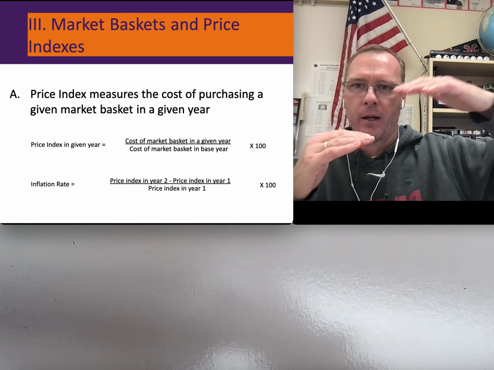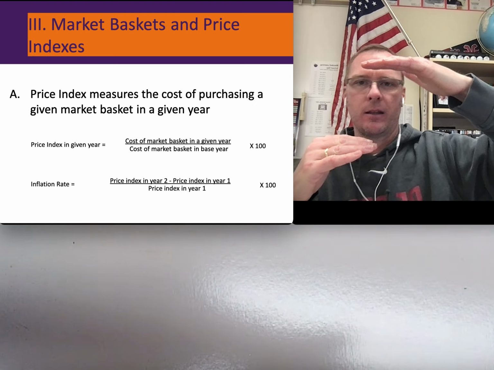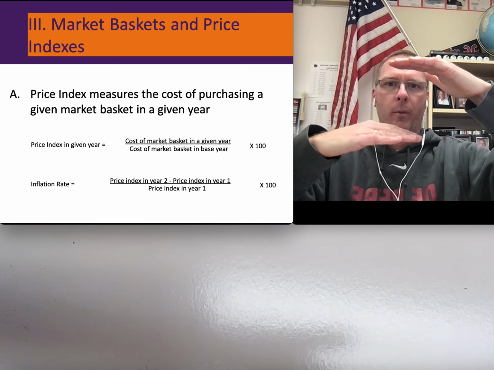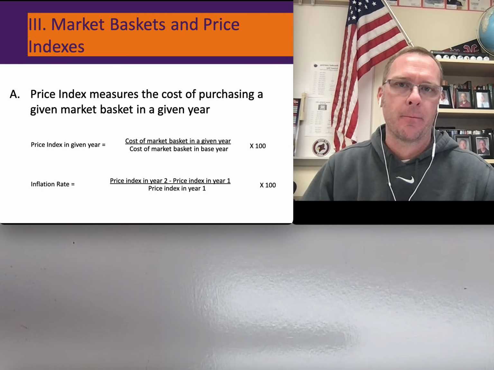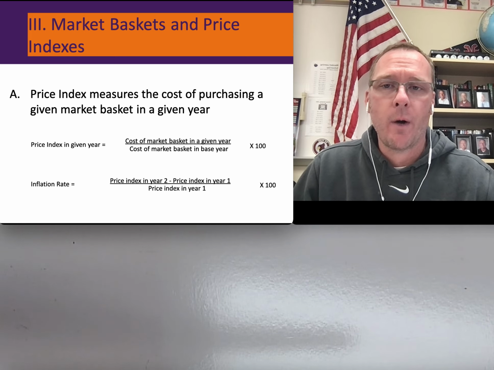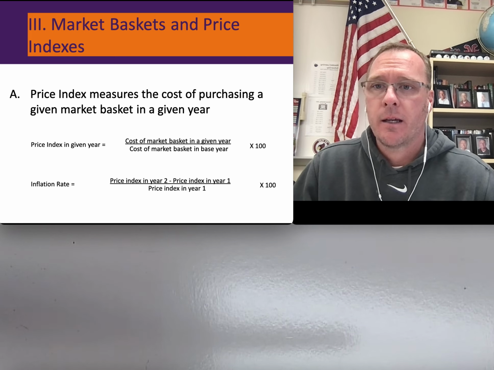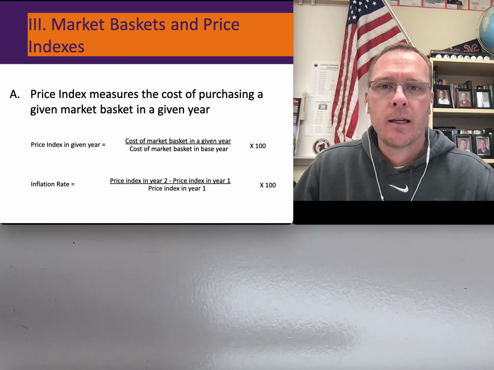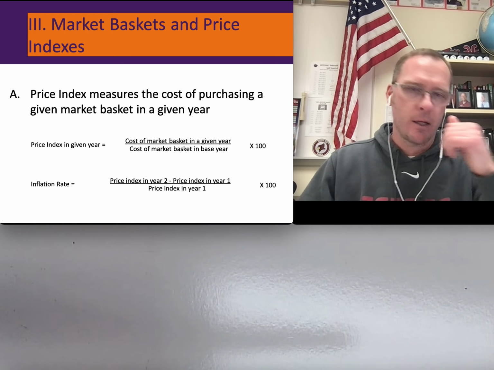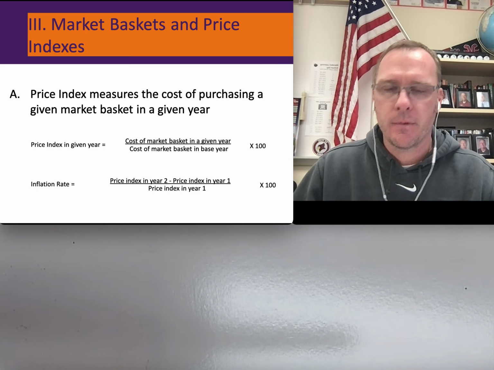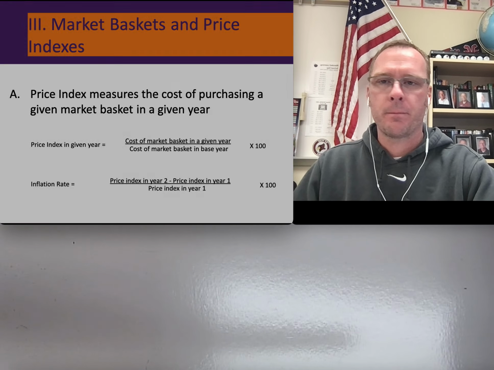Let's say 1982 is our base year, and 2021 is the market basket we have. If I take the basket we have here and divide it by the base year basket, I will be able to see how much inflation has happened since then. Our inflation rate is the price index from year two, minus the price index in year one, divided by the price index in year one. Multiply that by 100, and you get your inflation rate.